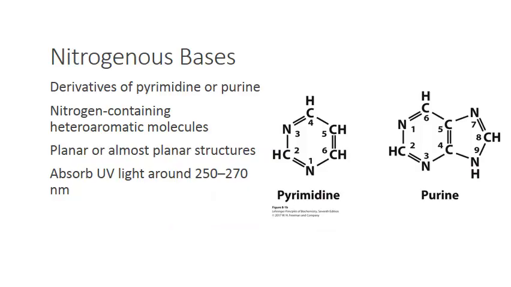So the nitrogenous bases that we'll look at, and I'll show you examples of each one of them, we see in both DNA and RNA. They're nitrogen-containing heteroaromatic molecules, meaning that they contain both carbon and nitrogen in the aromatic rings. The structure of the pyrimidines and purines is planar or almost planar, so it's almost a flat structure. And we can identify them by their absorption of UV light around 250 to 270 nanometers.